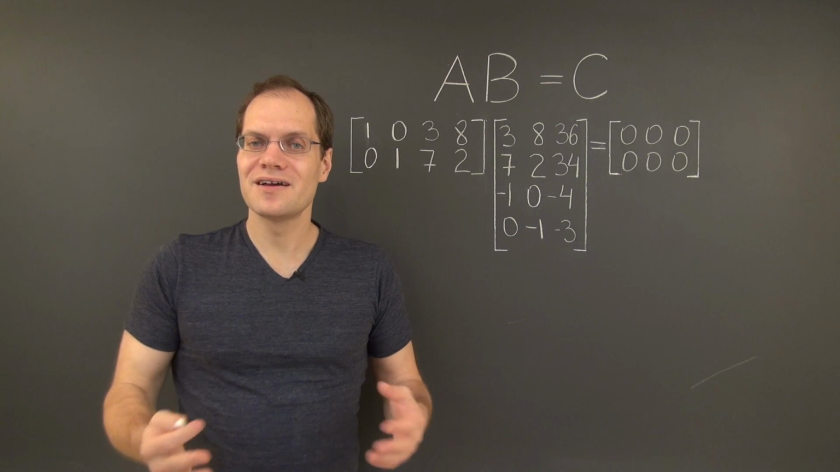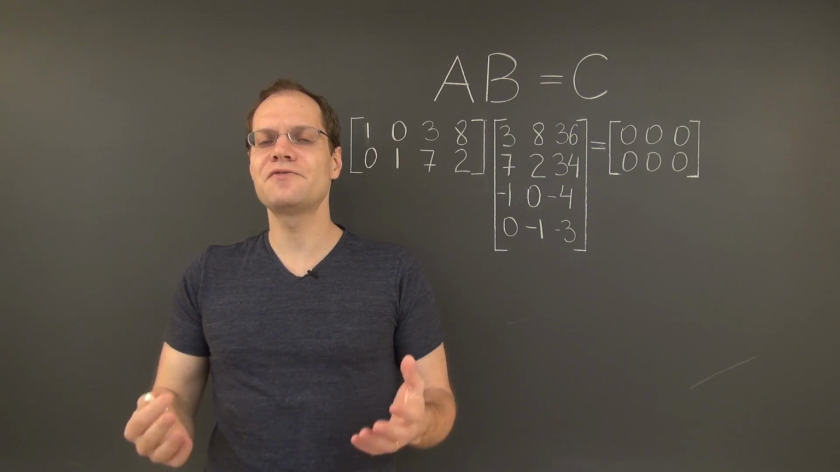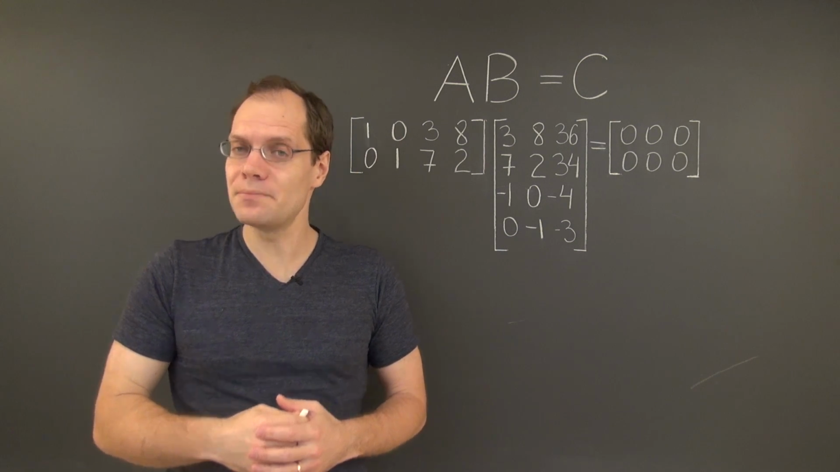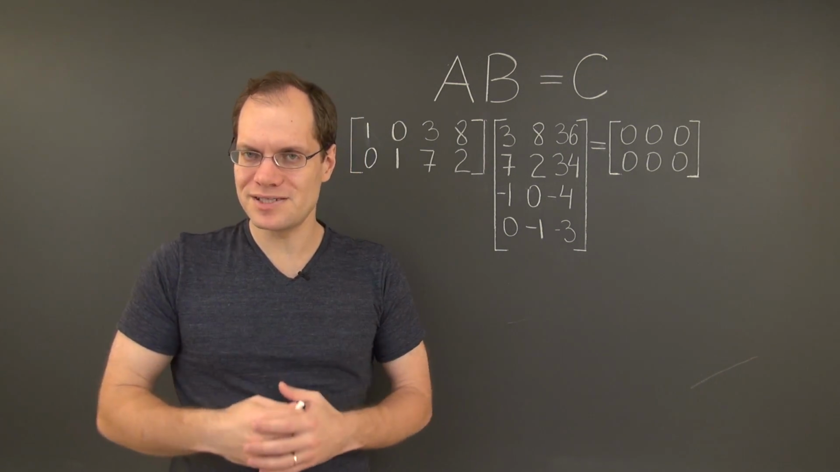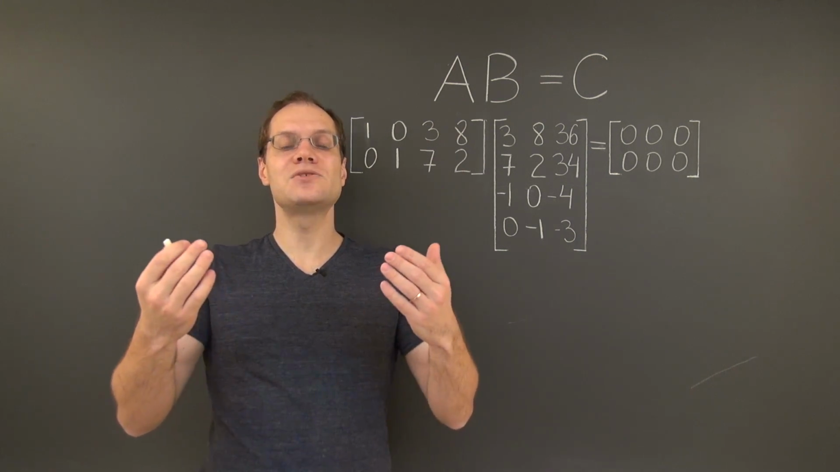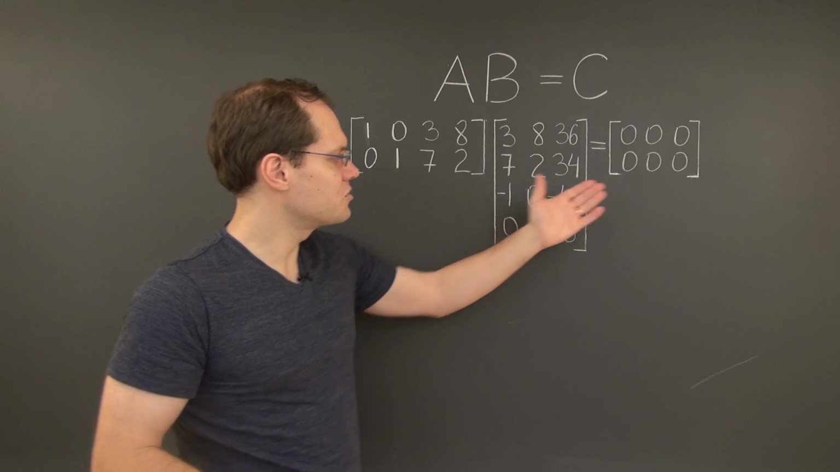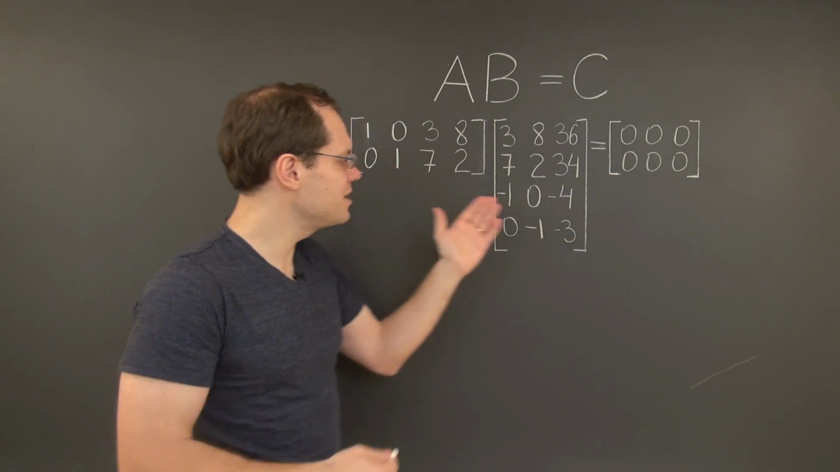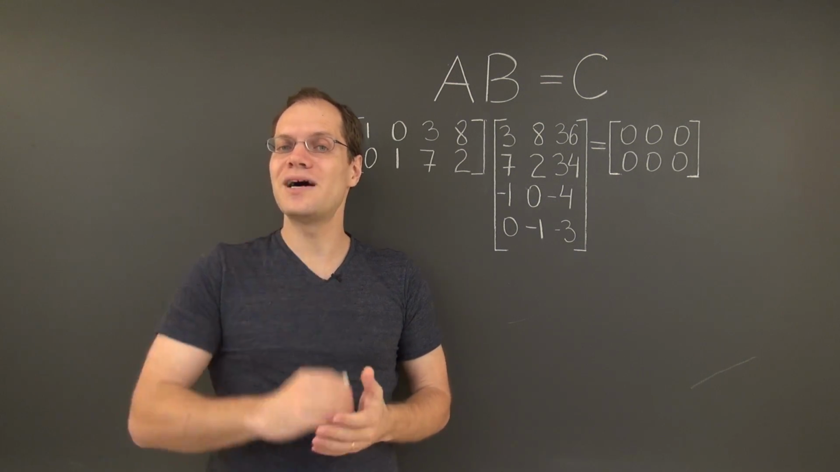Well, first of all, this is one of many ways in which matrix multiplication is different from multiplication of ordinary numbers. With ordinary numbers, the only way a product can be zero is if at least one of the numbers itself is zero. With matrices, the result can be zero, even when the matrices themselves are full of non-zeros. Alright, so that's one note.